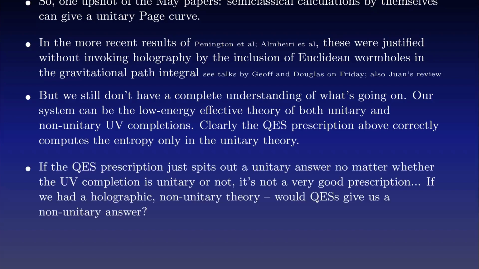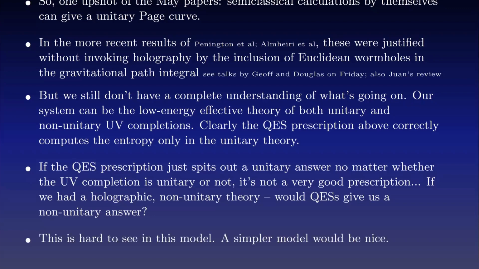In particular, what if the quantum extremal surface prescription is just an automaton that spits out a unitary answer, no matter whether the UV completion is unitary or not? It's not a very good prescription if that's what it does, if no matter what kind of quantum gravity theory you feed it, it always gives you a unitary answer. So one way of trying to answer this question of whether the quantum extremal surface prescription is actually sensitive somehow to details of the UV completion is if we had a holographic non-unitary theory. And then we could ask, would quantum extremal surfaces give us the correct answer in this case, which would indeed be a lack of unitarity?